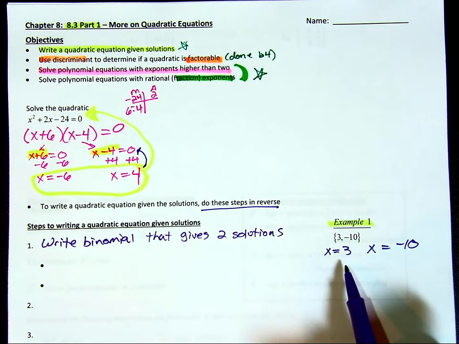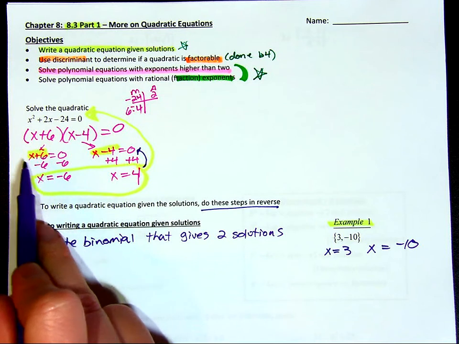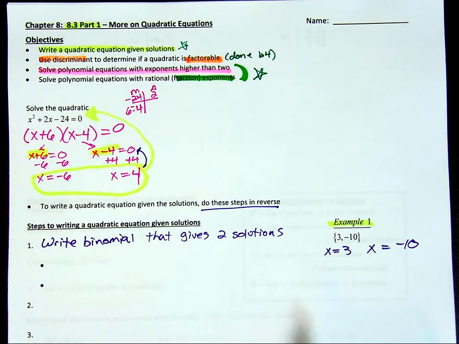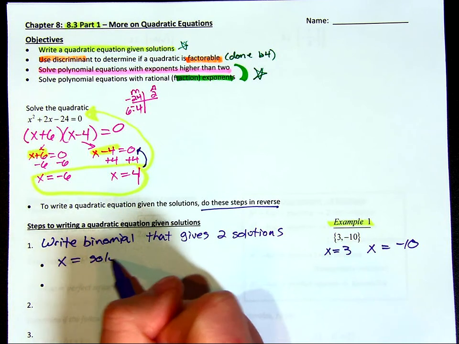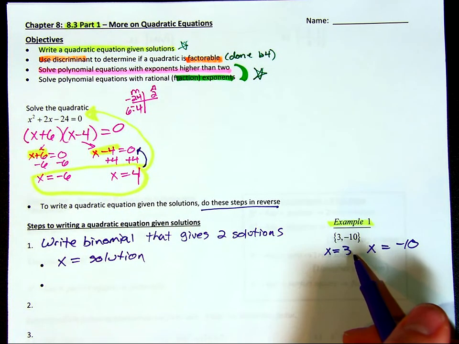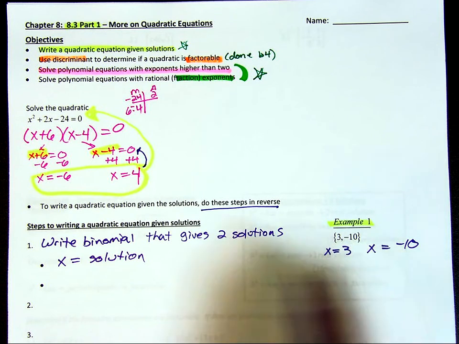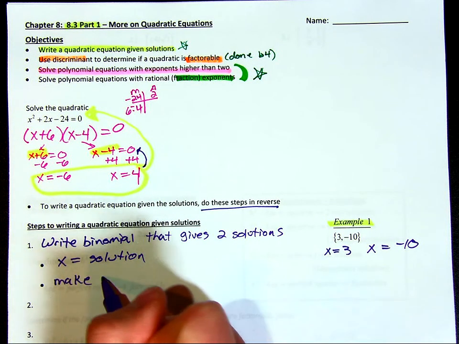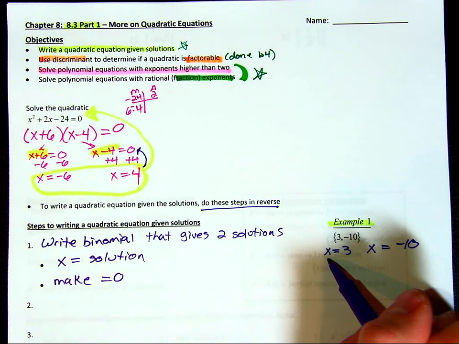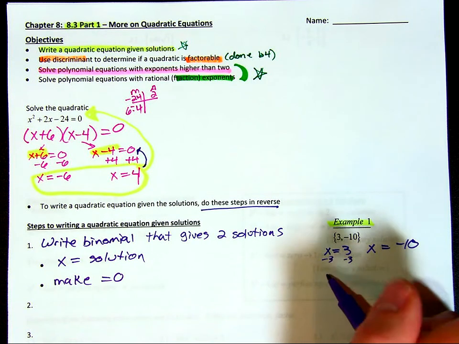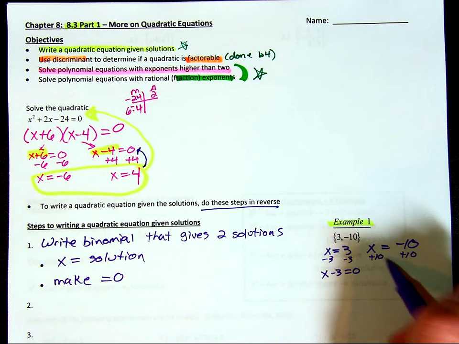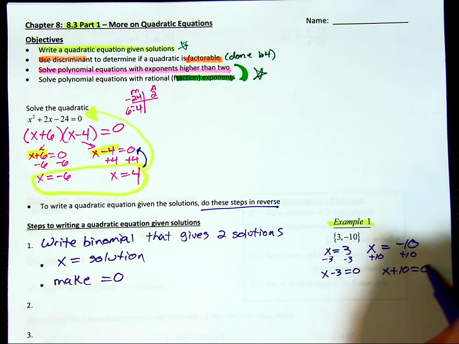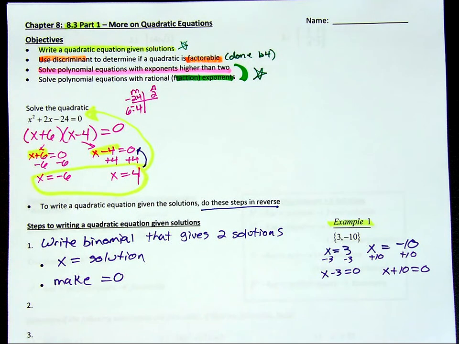So in other words, if I wanted x to equal 3, what would this binomial have to be? Well, you can just think about it as x equals the solution, like what we had here. And now we don't want this to be the solution. We want this to move back over, right? So I can basically make it equal 0 to find out what that would be. If I wanted to move this back over to make it equal 0, wouldn't we just subtract 3? So x minus 3 would equal 0. We could add 10 to make that one equal 0. So x plus 10 would equal 0, which sets up this piece right here.